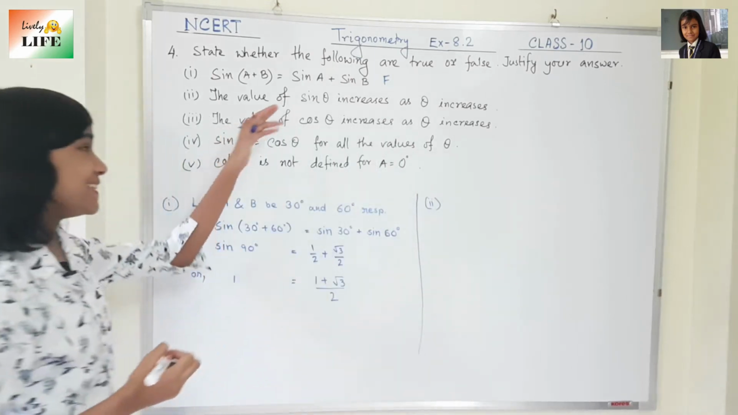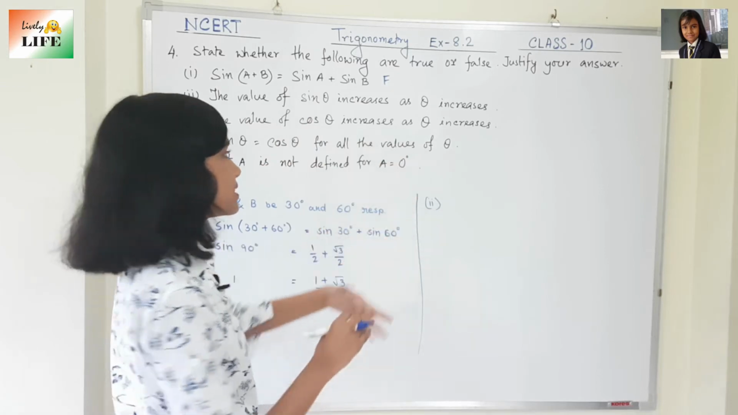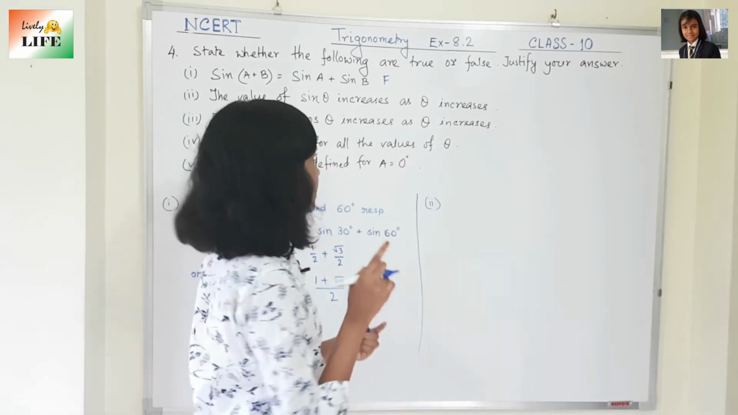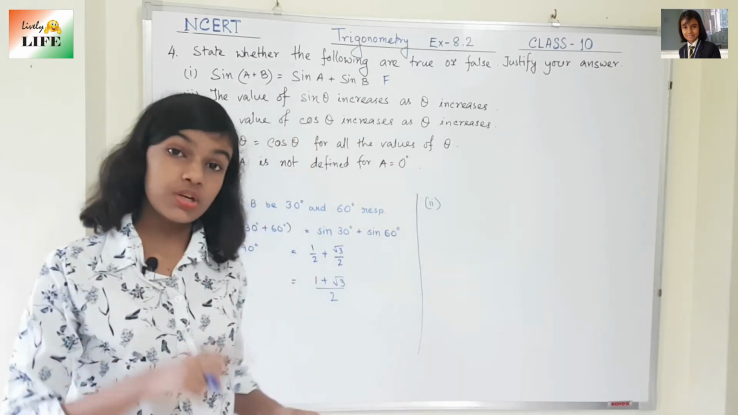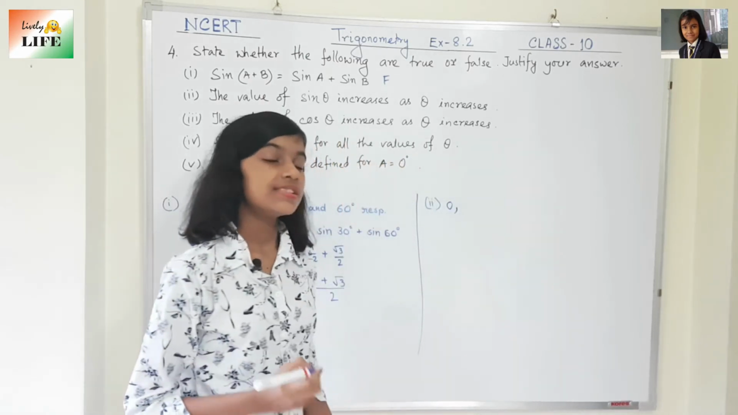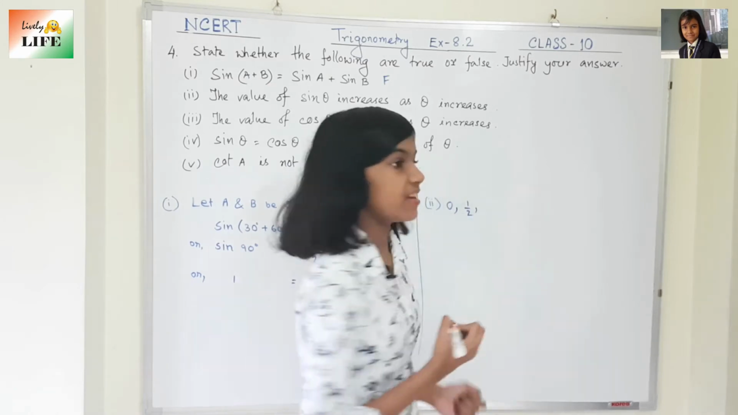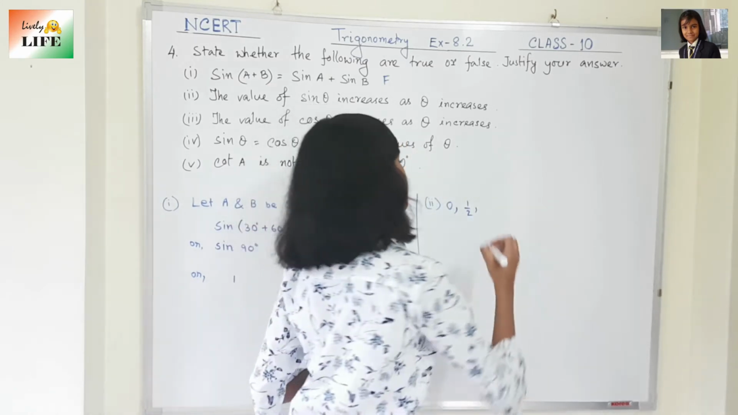The value of sine theta increases as the theta increases. Does the value of sine theta increase as the theta increases? So what are the values we know? First is what? Sine 0 degree. So what was sine 0 degree? It was 0. Then sine 30 degree was 1 by 2. Sine 45 degree was 1 by root 2.